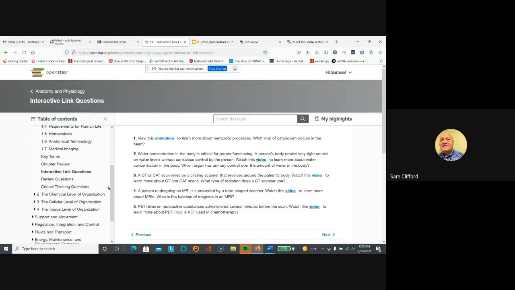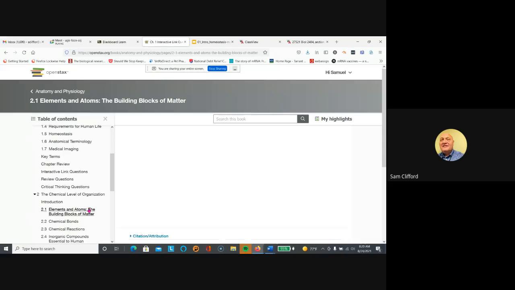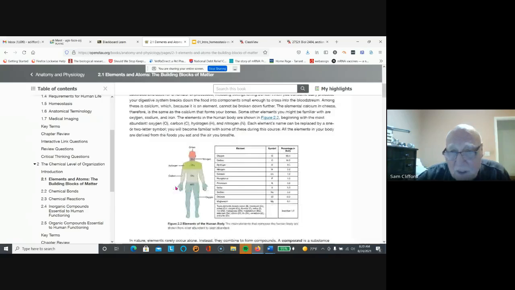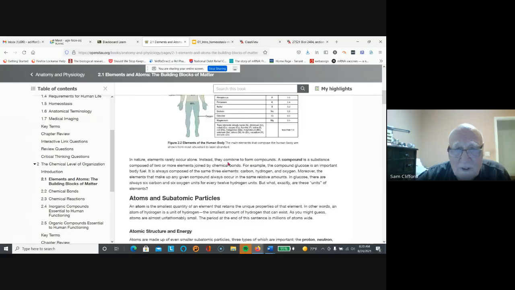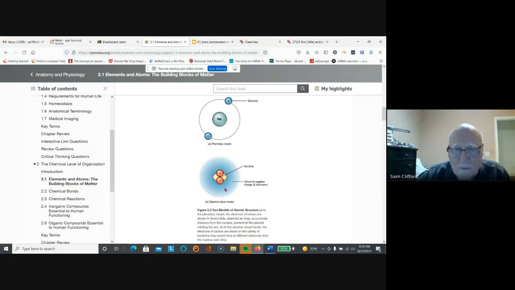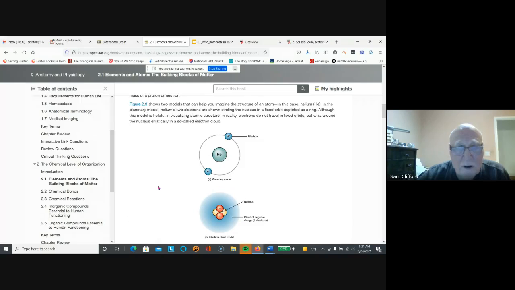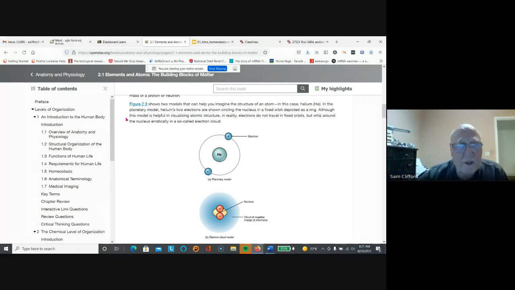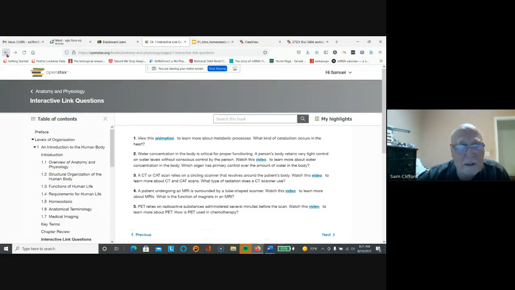Back to the book. Then the next thing we're going to do is start the chemical level of organization. So elements and atoms. We'll start with the basic atoms that are found in the body. We'll talk about electrons and neutrons and so on, protons. All this information is available in the book, and it's your choice to read it. If it helps you, do it. If you don't need it, you don't need it. That's the textbook. It's free. It's online.